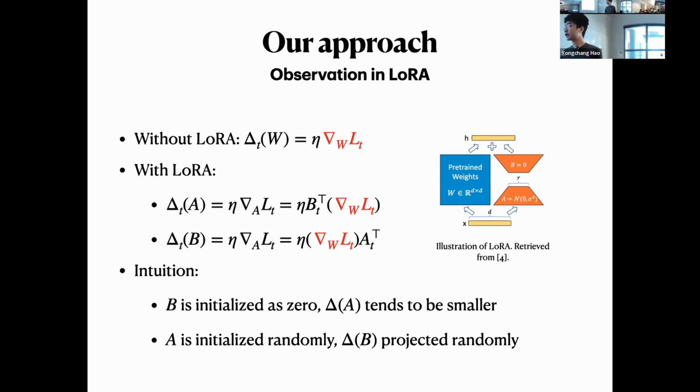And our intuition here is that since B is initialized as 0, if you calculate the change of A, you will find the whole thing becomes 0 if B is 0. And now let's look at the change of B. If A is initialized randomly, then the change of B will just be some random projection of the original gradient. So this is the intuition.